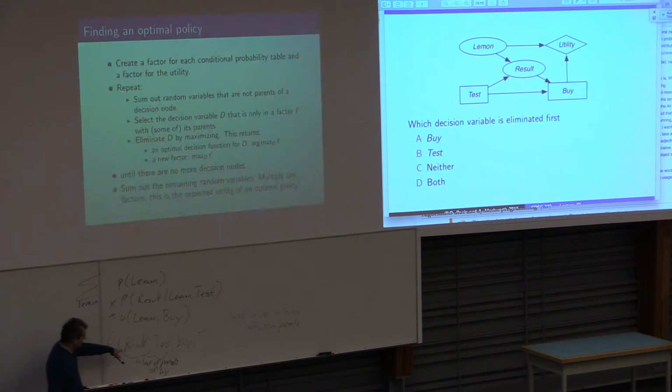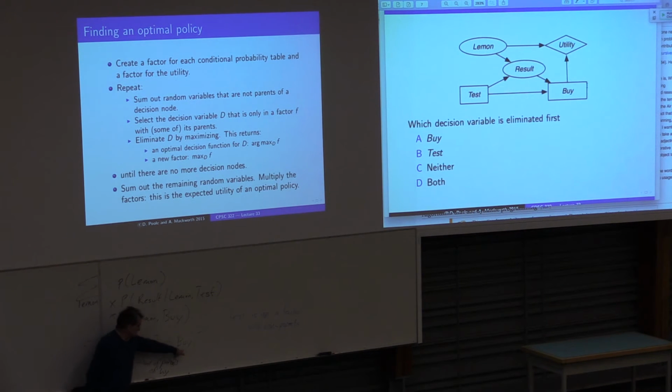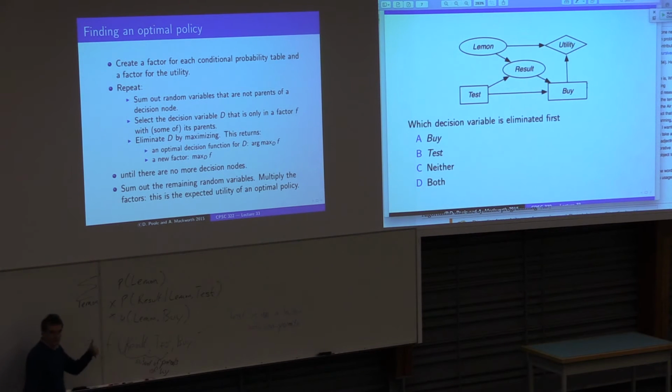So we end up with this factor on result, test, and by. And at this stage, we can maximize by because we have its parents in a factor. Okay, any questions? Yes?